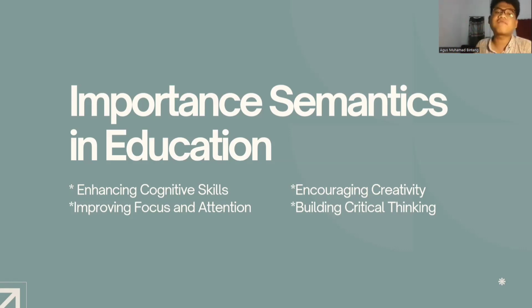The second is improving focus and attention. When students try to focus on one word, they improve their ability to focus. For example, if students start thinking about the meaning of the word gray and the word black, they will focus not just on thinking, oh, this is just a color. No, when semantics students focus and enhance their cognitive skill, they can create a new meaning.